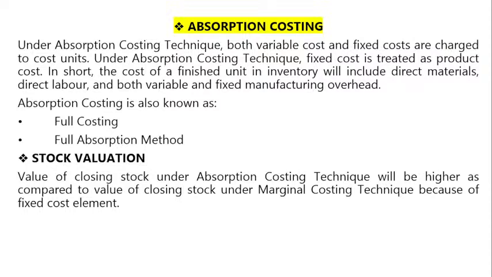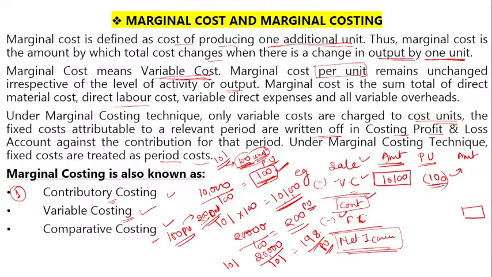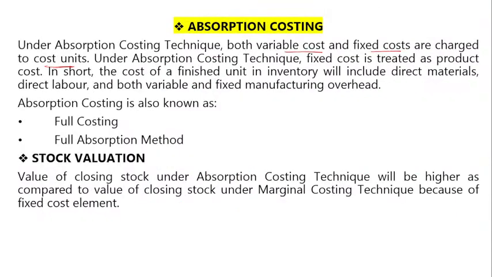Now there is another thing, that is absorption costing. What is absorption costing? Absorption costing is also a technique where both variable cost and fixed cost are charged to the cost unit. That means in marginal costing we give more focus to the variable cost only, but when we talk about absorption costing, we include both variable cost plus fixed cost. Under the absorption costing technique, the fixed cost is treated as a product cost.